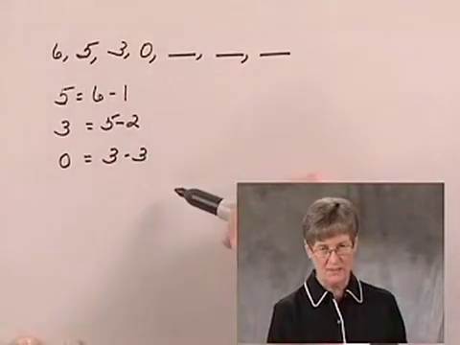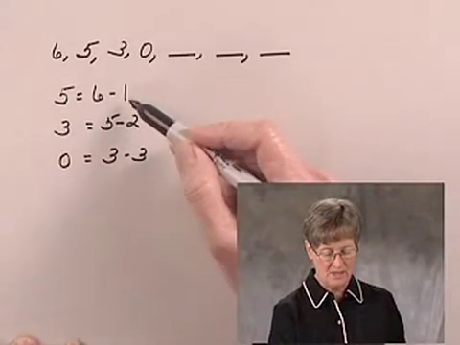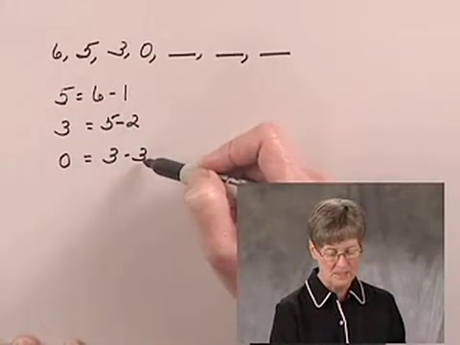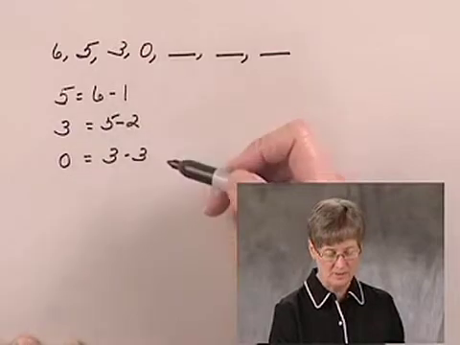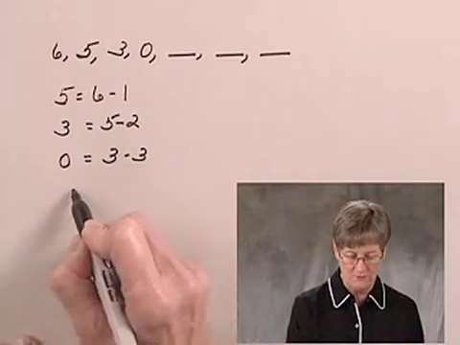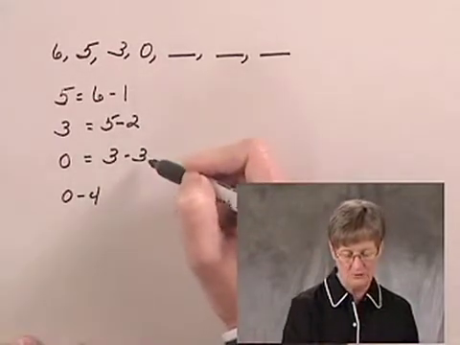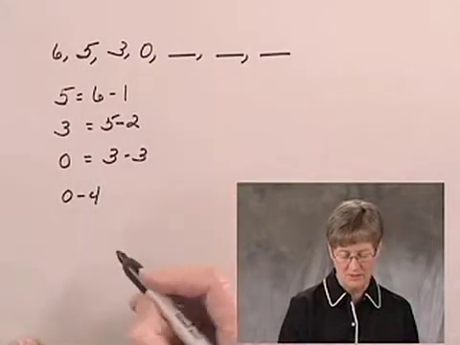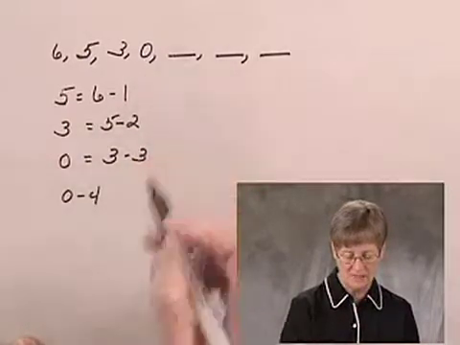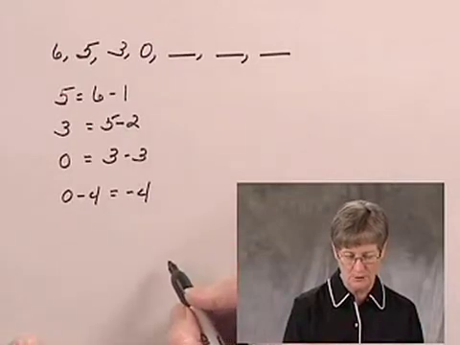And you can see the pattern that's developing here. Each number is formed from the one preceding it by subtracting something, and we're subtracting in order 1, 2, 3. So it would seem logical that the next number in the sequence would be found by subtracting 4 from 0. We've subtracted 1, we've subtracted 2, we've subtracted 3, and now it's time to subtract 4, and we always start with the number that immediately precedes the one in the sequence that we're looking for. And 0 minus 4 is equal to negative 4.